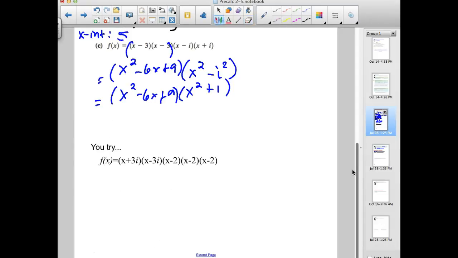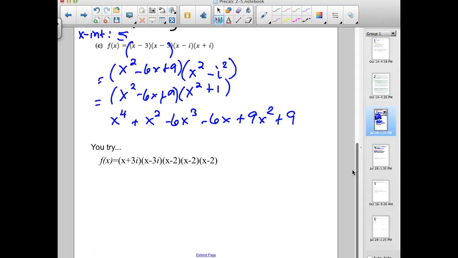All right, x squared times x squared is x to the 4th. x squared times 1 is x squared. Taking negative 6x times x squared would be negative 6x cubed. Negative 6x times 1. And then a positive 9 times x squared. And a positive 9 times 1.